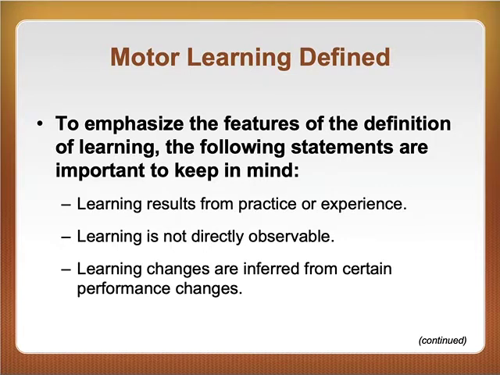Second, learning is not directly observable. You can't actually see learning as it's happening. You can't be like, all right, I'm seeing it going into their brains right now. No, it is inferred from performance changes. So as performance increases, they learned. And as we'll talk about later, learning can also result in negative performance as well. So we'll talk a little more about that later.